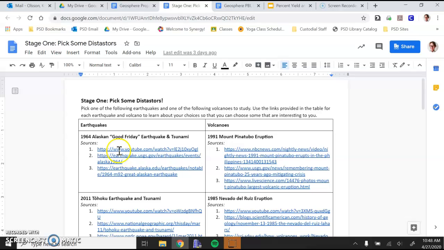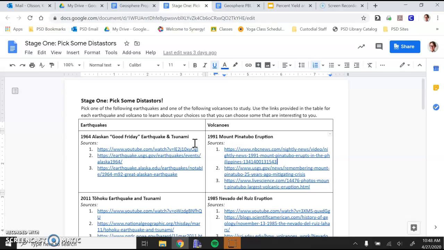And then the second two links are resources, either articles or government websites or university websites that share important information about each of these events. So you're going to pick one earthquake, you're going to pick one volcano to study. All right, so please do a thorough job and make sure you pick something that's interesting to you.